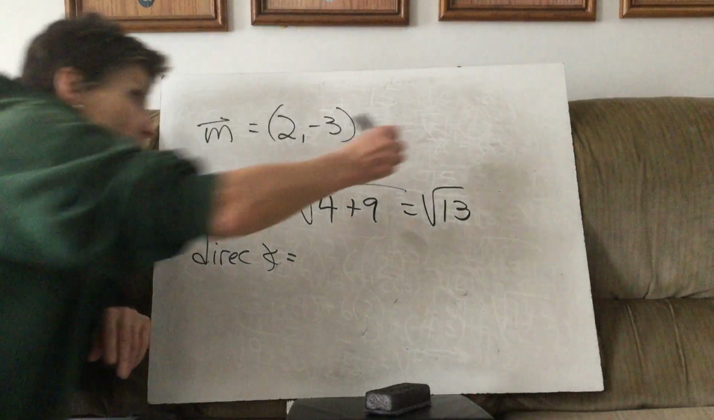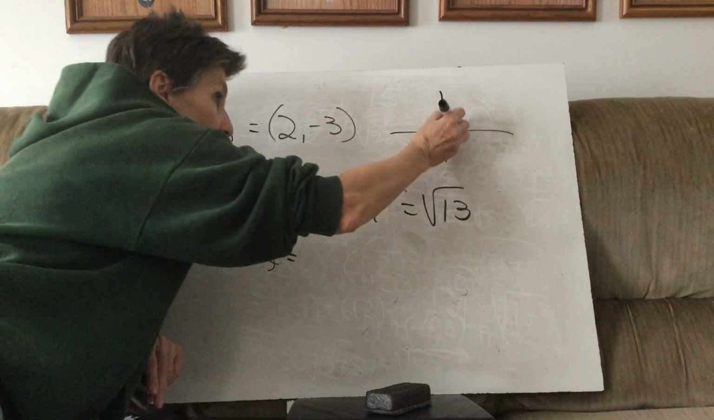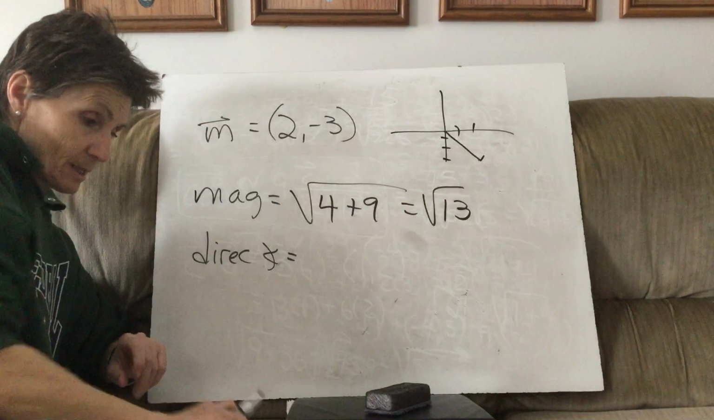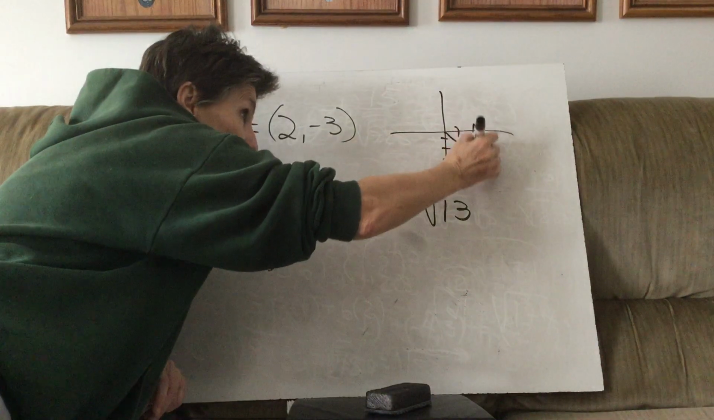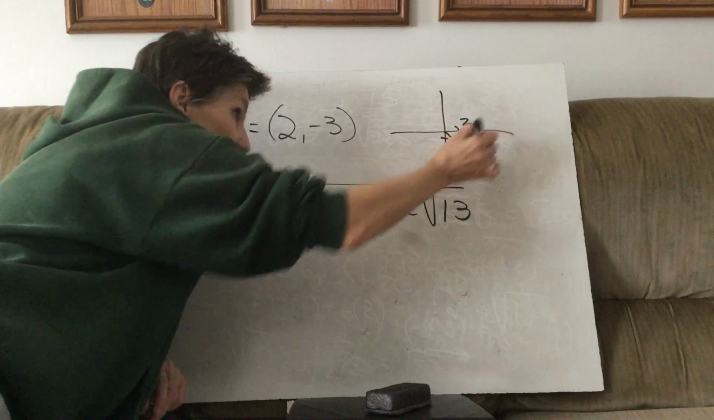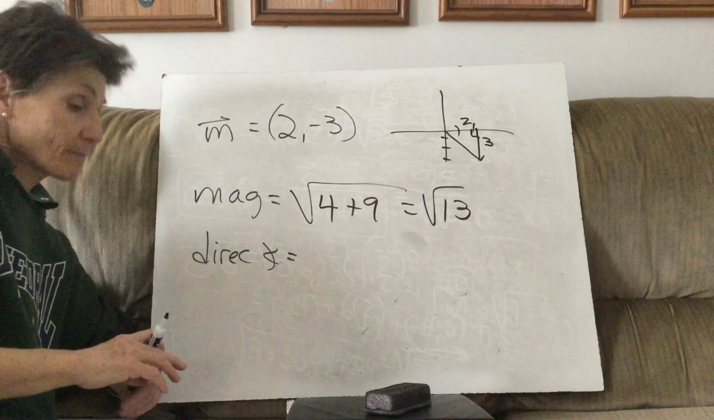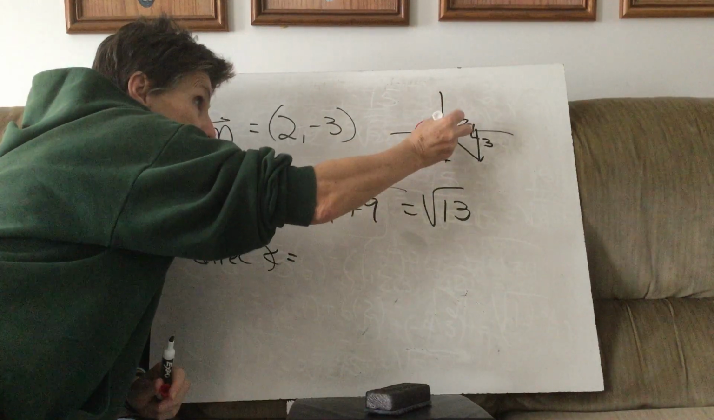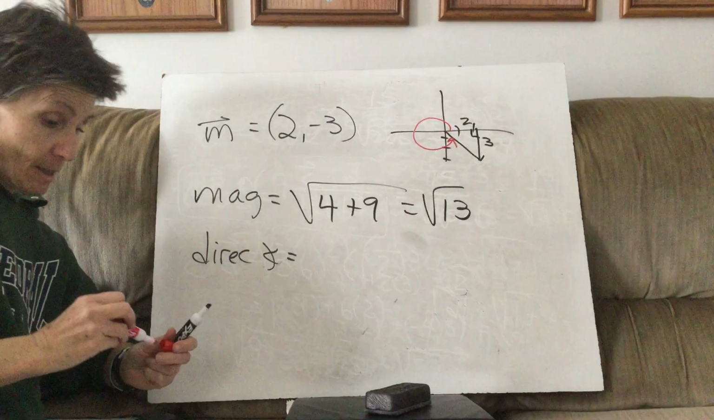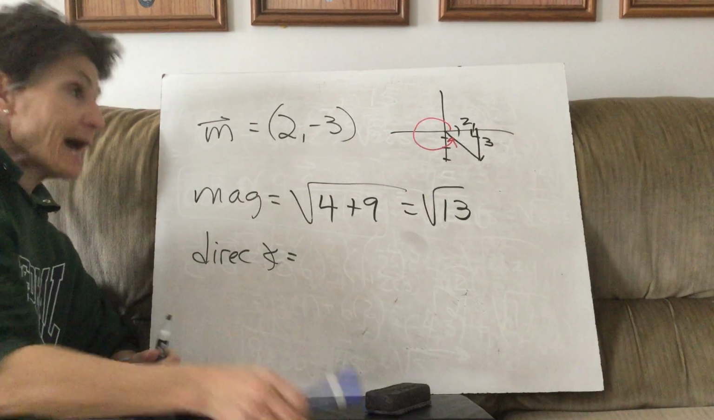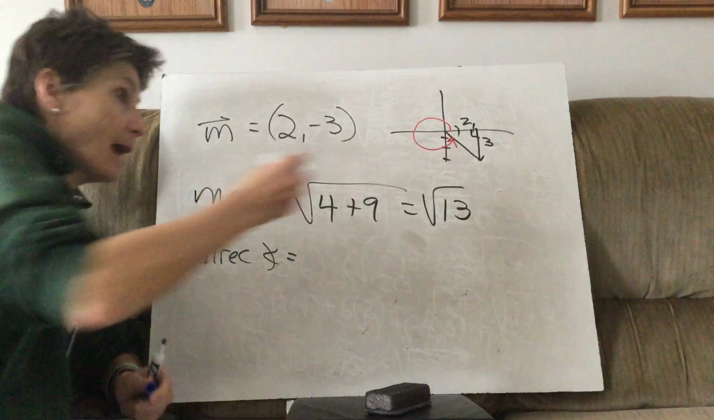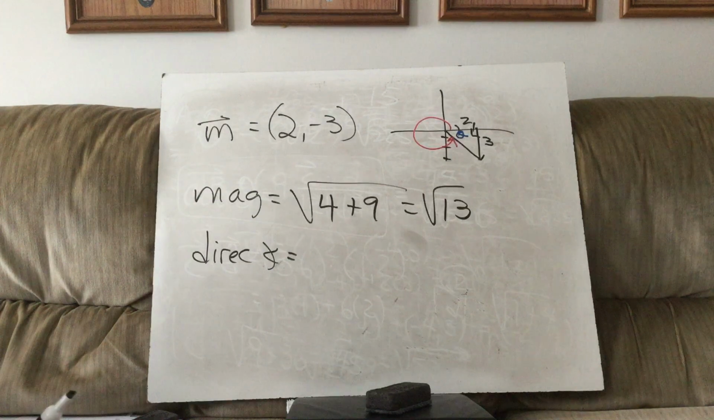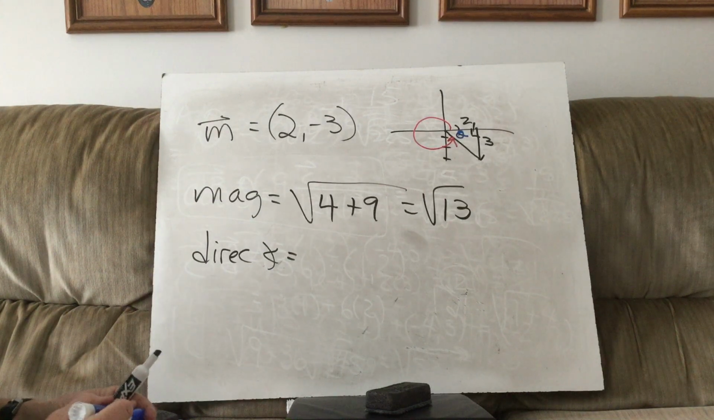Now, to get the direction angle, I'm going to plot what I've got here, the vector that I've got. Looks like this. So if I make my little right triangle, I'm over 2, down 3. It looks like that. And the direction angle will be this. But of course, I can't find that right away. I'm going to find this first, the blue angle, inside the triangle at the origin.